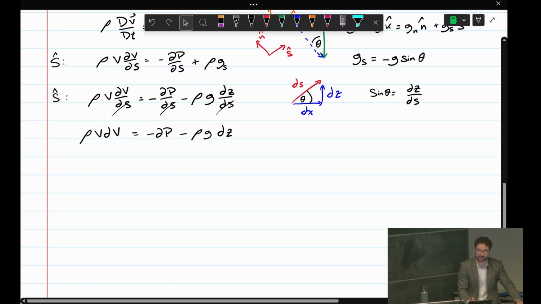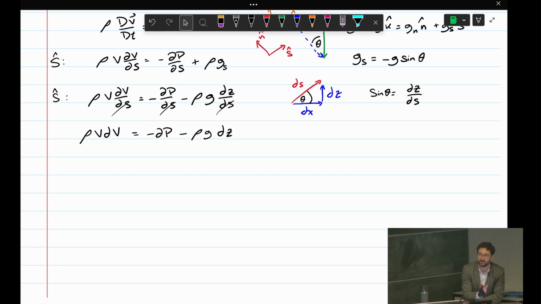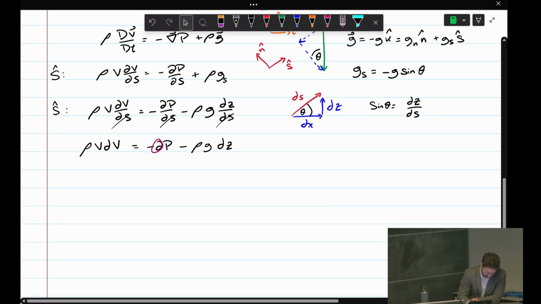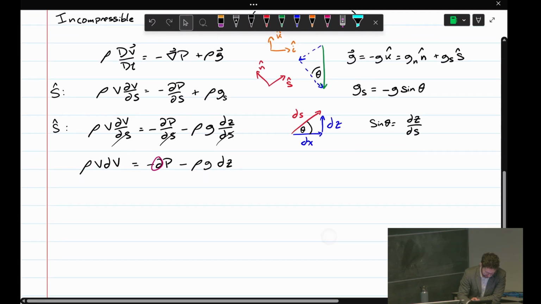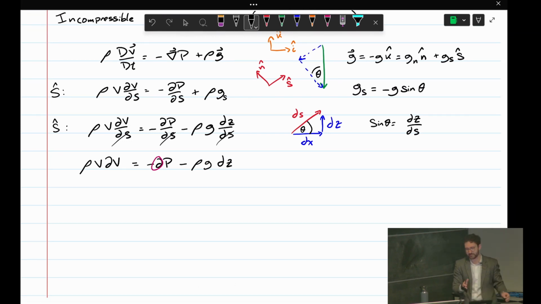So for steady state flow along a streamline, we have, yep. The partial v at the beginning becomes a dv in the next line. The partial p, this is still a partial p here. The first term? Rho v dv. Oh, yeah, okay. So that's still partial v.